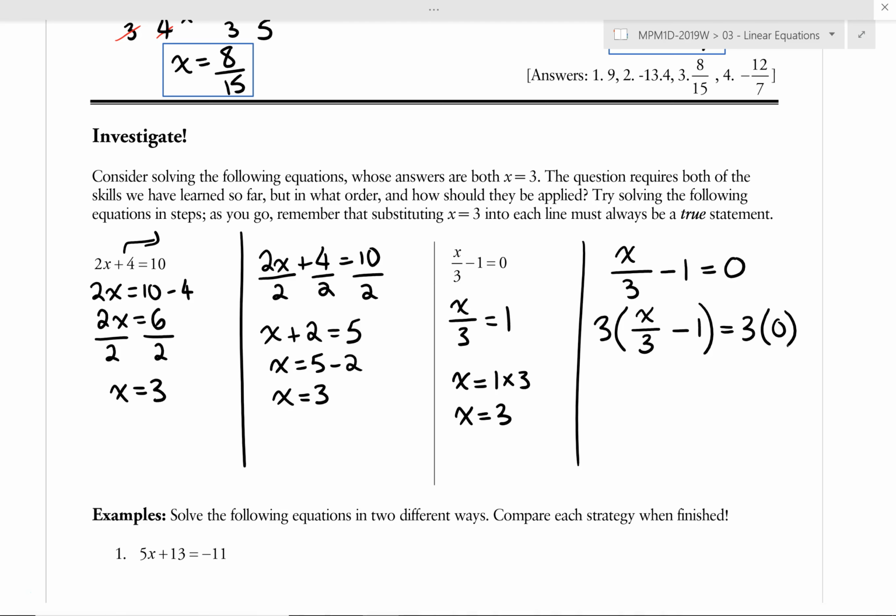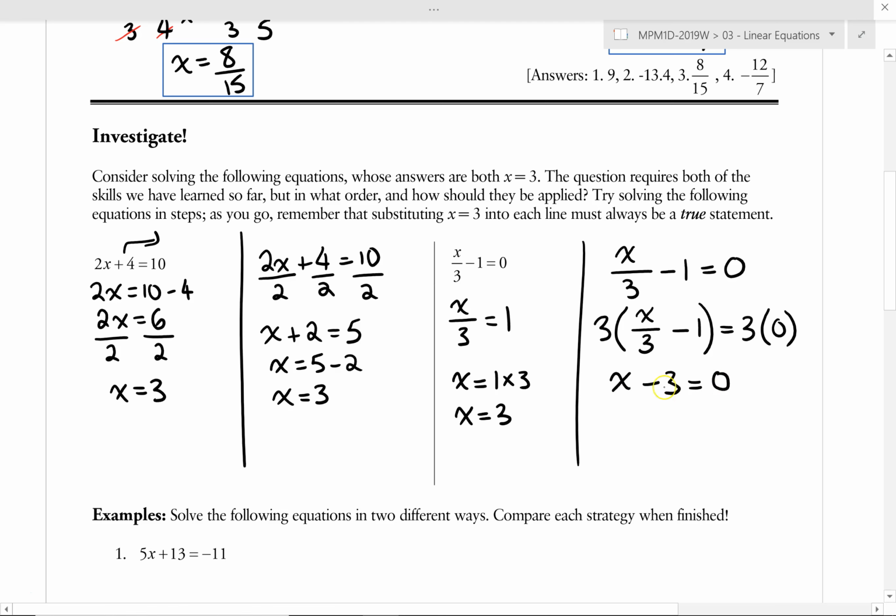Notice how we have a distribution here now? Because inside, we have a binomial, and we have to multiply it by 3. In other words, this 3 is going to have to interact with this first term, and also the minus 1. So we're going to end up getting 3 times x over 3. Well, that's fine. That's going to cancel. But then we're going to have 3 times minus 1, which is minus 3, and that's going to be equal to 0.